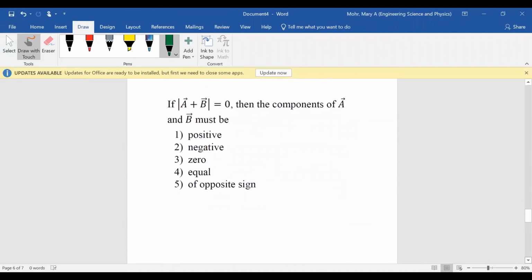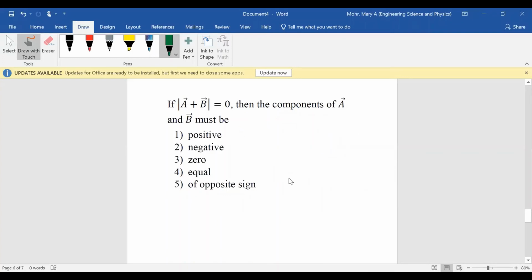If you add a and b together and you get a magnitude of 0 for the resultant vector, then the components of a and b must be: 1, positive; 2, negative; 3, 0; 4, equal; or 5, of opposite sign. So think about it and then resume the video.